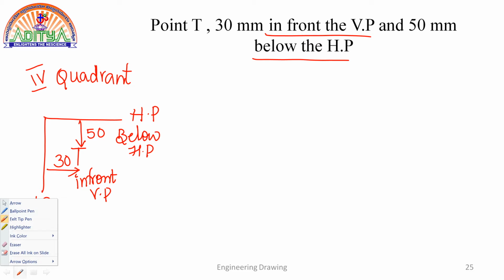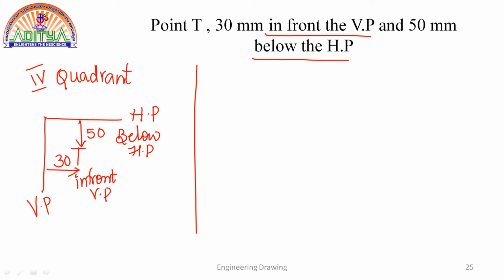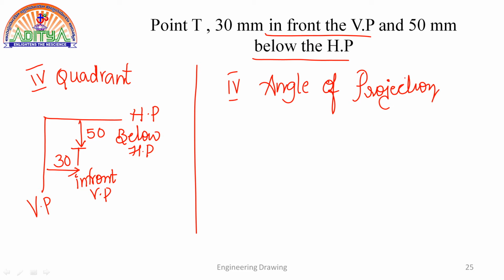Now what we have to do? We have to draw the angle of projection for this. As the point T is located in the fourth quadrant, we have to draw the fourth angle of projection. How will the fourth angle of projection be?